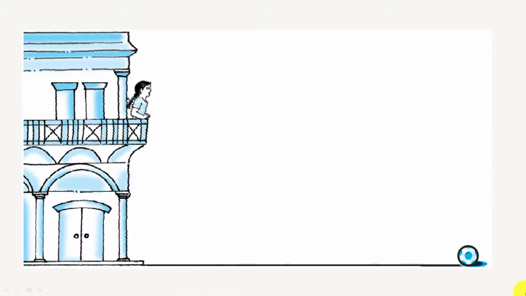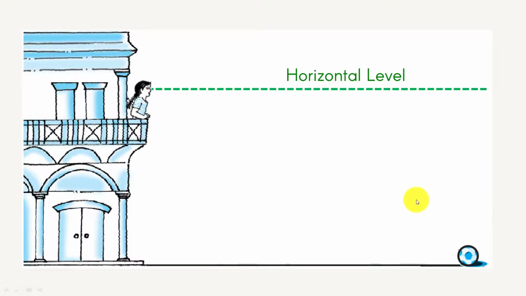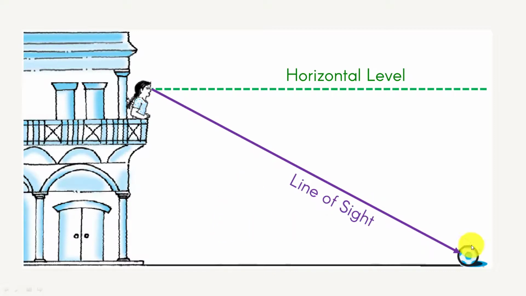Now let's talk about a girl standing on her balcony, and this is the horizontal level, and the girl is watching this football, and hence this is what we call the line of sight. So if this is the angle theta, then this is the angle of depression. So you have seen the angle of elevation, and the second one you have seen is the angle of depression. And what is the difference between these two? Let's learn.